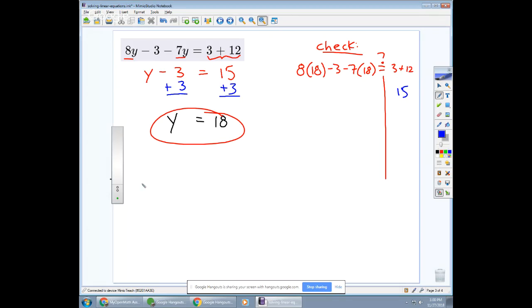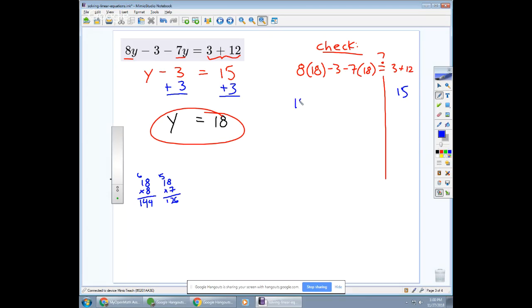On the other side, I don't have a calculator, so 18 times 8. 8 times 8 is 64. 8 times 1 is 8. Plus 6 is 14. So that's 144. And then let's see, 18 times 7. 7 times 8 is 56. 7 plus 5 is 12, 126.